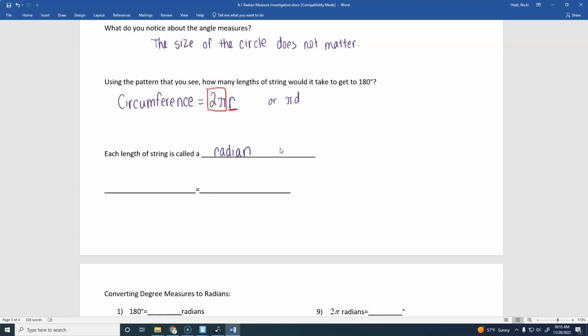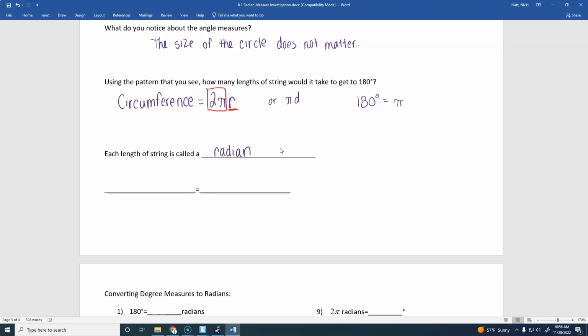All right. So, each length of string here is called a radian. We know that, I didn't finish answering this question. Using the pattern to see how many lengths of string it would take to get 180 degrees. 360 would be the whole circle. That would be 2 pi. So what would 180 degrees be? It'd just be 1 pi, just pi, right?